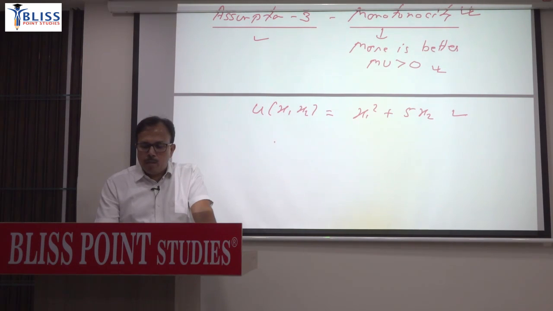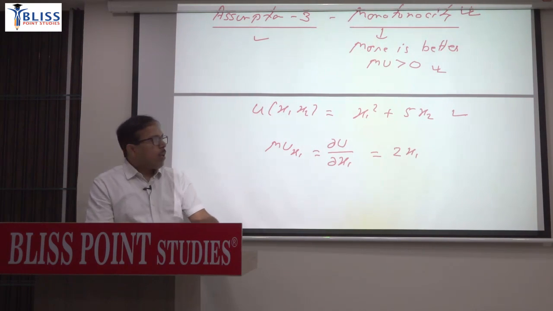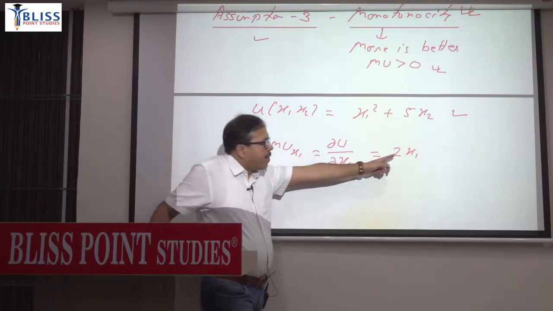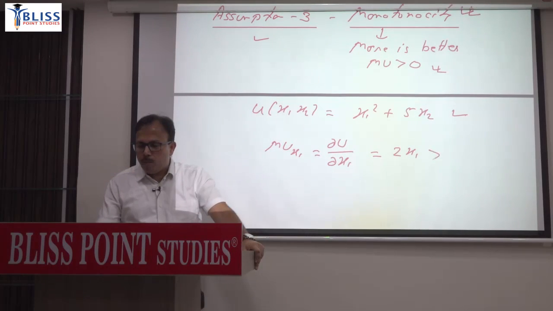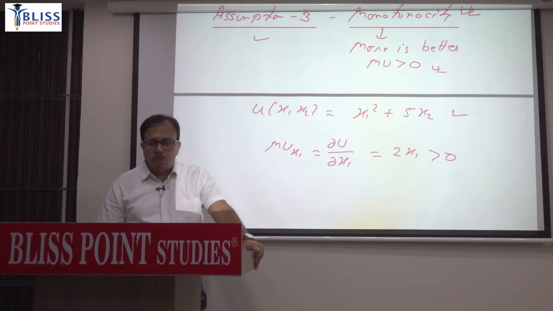So you will simply calculate marginal utility for x1. And what is the meaning of marginal utility? Change in total utility due to change in x1 keeping everything else constant. So you differentiate this utility function with respect to x1 keeping x2 constant. So the differentiation of x1 squared will be 2x1. But 2x1 means whatever the value of x1, utility will be twice of that. But twice of that means this number is a positive number. Since it is a positive number, monotonicity is satisfied.